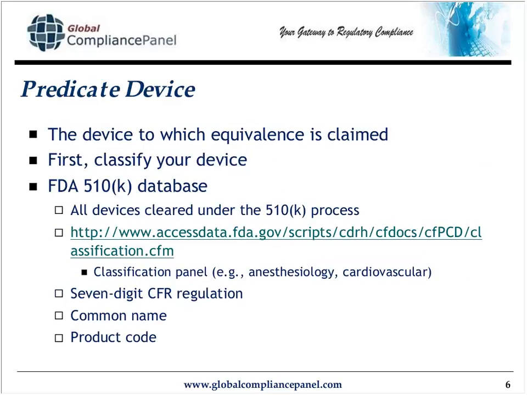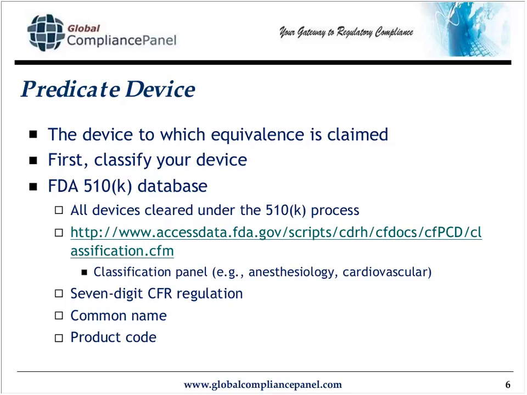As a phrase I used earlier, predicate device is the device to which you claim equivalence within your 510K submission. In order to find a good predicate device, because you don't want to be called out during your review that your predicate device is not applicable, classify your device. The way to do this is to go into the 510K database at this address. In many cases, we have regulatory staff, and we kind of know where to look for our classification, if not know it already, because we can look at our predicate device that we're going to compare to and find out what their classification is.